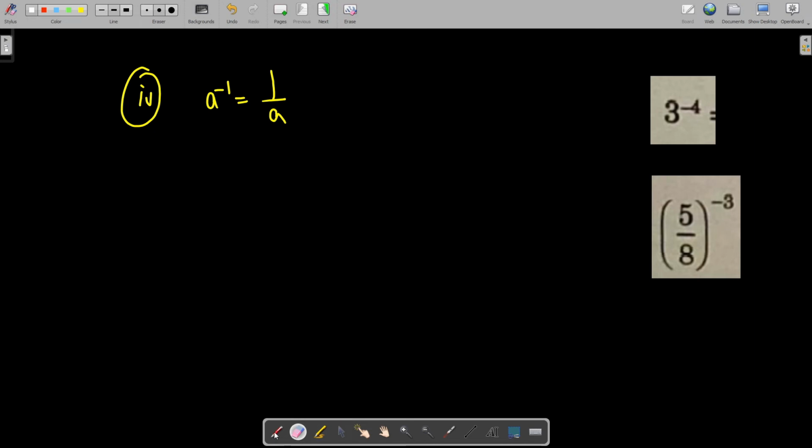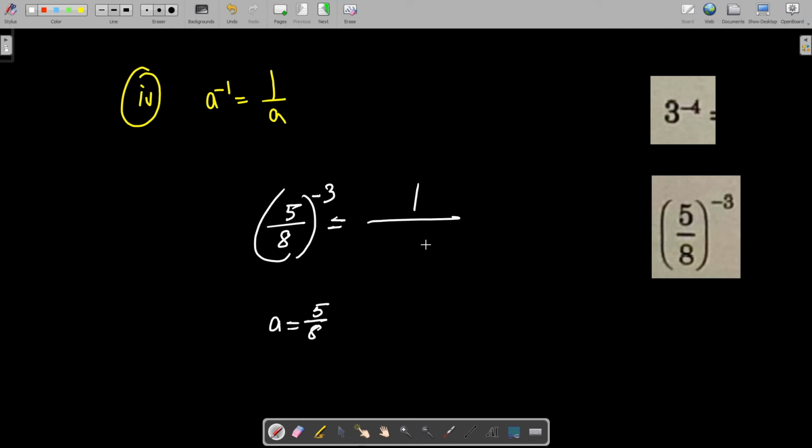Now let's try the one with the fraction. It's given 5 by 8 to the power minus 3. Now, what's the a here? Whenever a fraction looks confusing, you can go with the a. So a is 5 by 8. So we should write it as 1 by a cube, right?